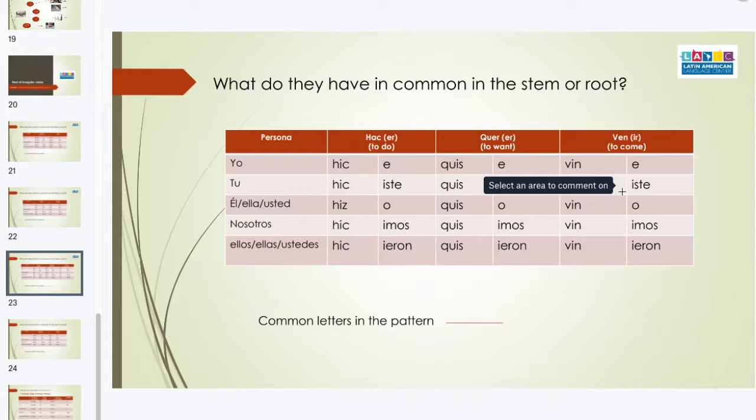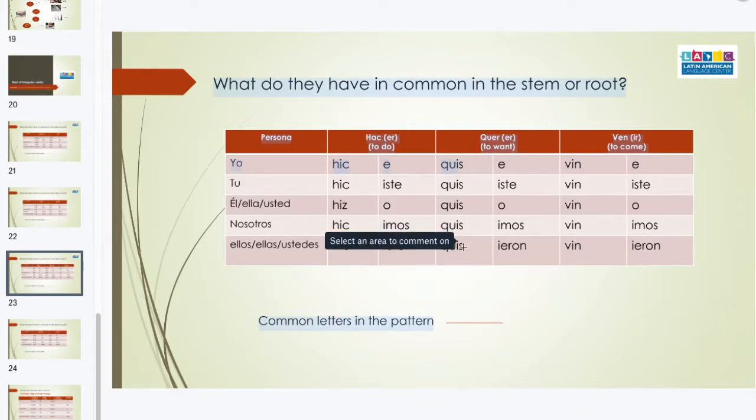You see, hice, hiciste, hizo, hicimos, hicieron. And then here, can you tell that it changes to S? So quise is the only one that doesn't do it, right? Querer changes to S. So, quise, quisiste, quiso, quisimos, quisieron. Then venir: vine, viniste, vino, vinimos, vinieron, which is I came, you came, they came.